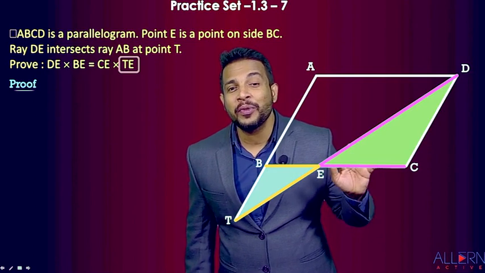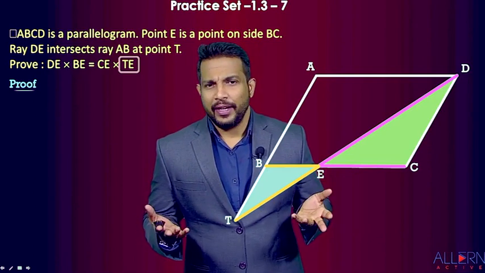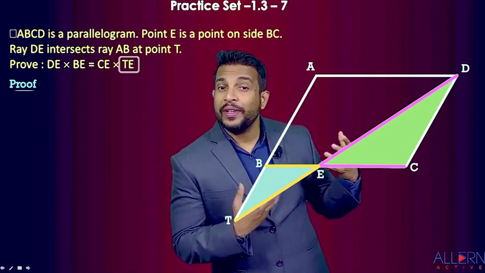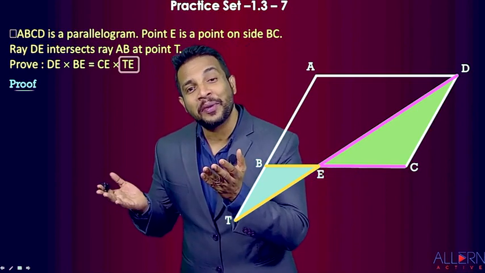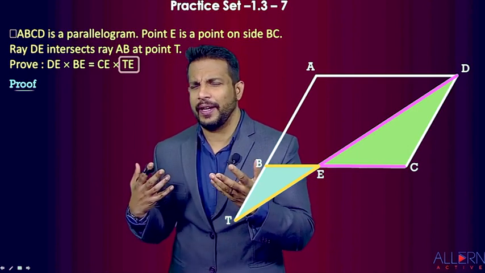So we have identified the two triangles here. Very simple, right? If we prove these two triangles to be similar, we ultimately end up getting the two ratios equal and we get the product equal. Isn't that easy? Very simple, right?